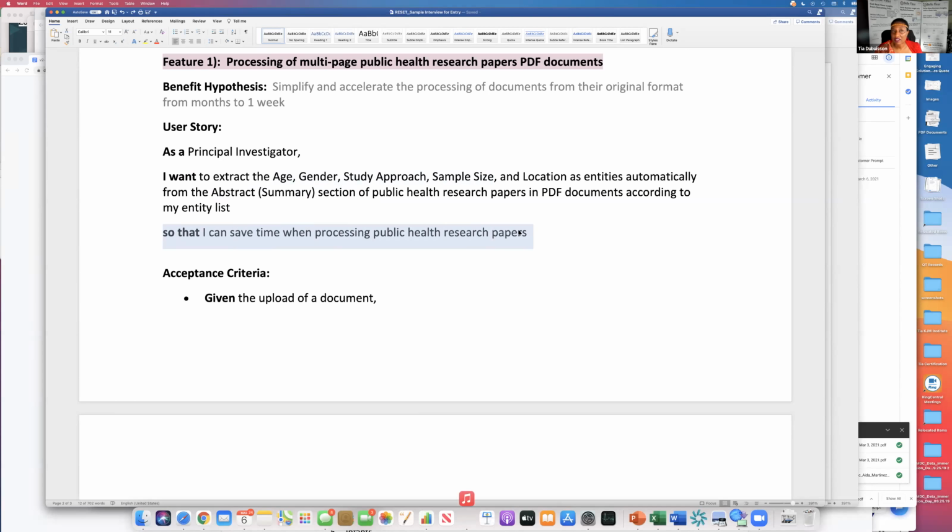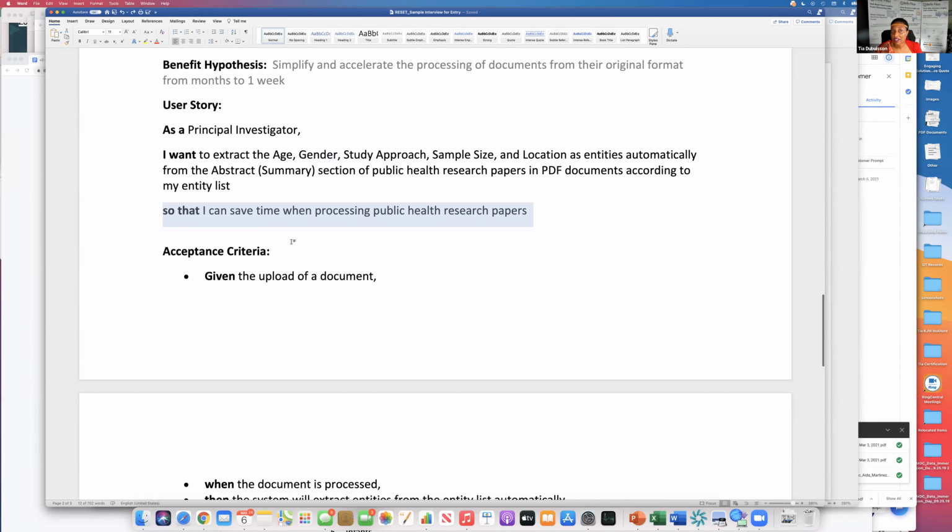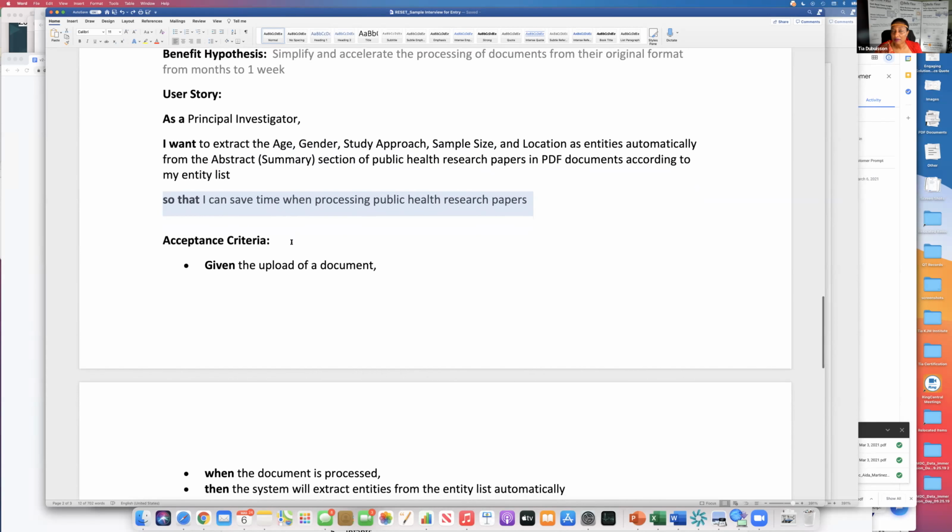...process about 100,000 documents in a month, which he said was virtually impossible manually, the way he was doing it, to try to get it into an Excel spreadsheet. Okay.